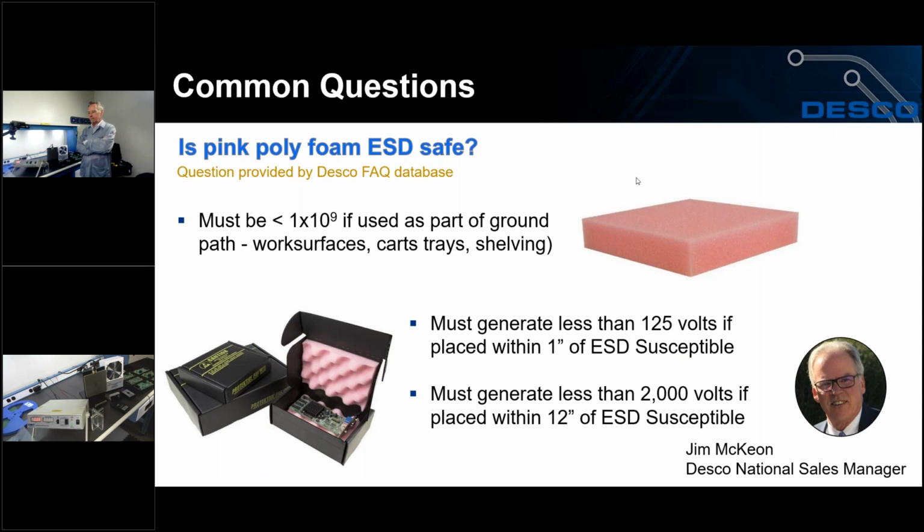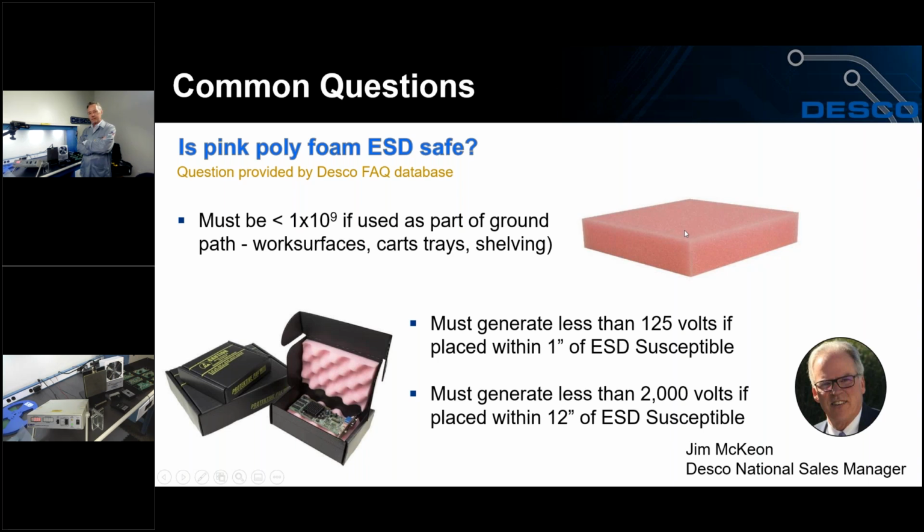The other problem with pink poly is that it's not permanent. The way that it's made is there's an additive put into it when the material is extruded. That additive blooms to the surface and collects moisture from the air. Over time, that additive will bloom to the surface and you'll be left with just a regular piece of plastic.